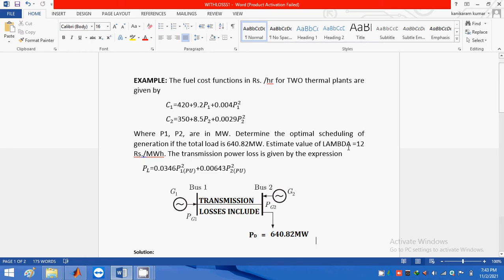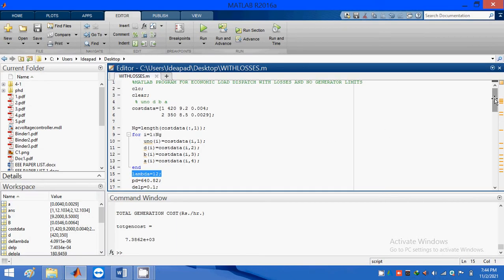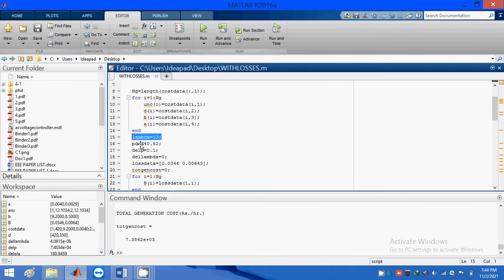After choosing lambda we need to find PGi, that means the power generated at generating station 1 or generating station 2. How we are going to find PG1 and PG2, and also the incremental production cost, will all be discussed in this program. Next, PD refers to the load demand. DP refers to the power at the initial time period.